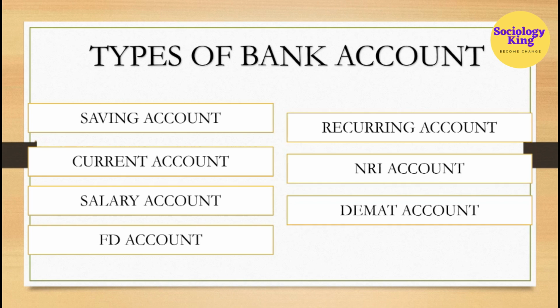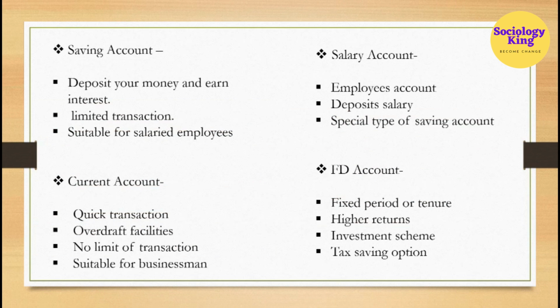So, what are the types of bank account? Saving account, current account, salary account, fixed deposit account, recurring account, NRI account, and demat account. So, saving account. What is a saving account? When you deposit your money and earn interest, that is called a saving account, and different banks give different interest rates. Another feature of a saving account is limited transactions. There is a fixed number of transactions which you can do, and it is mostly suitable for salaried employees.